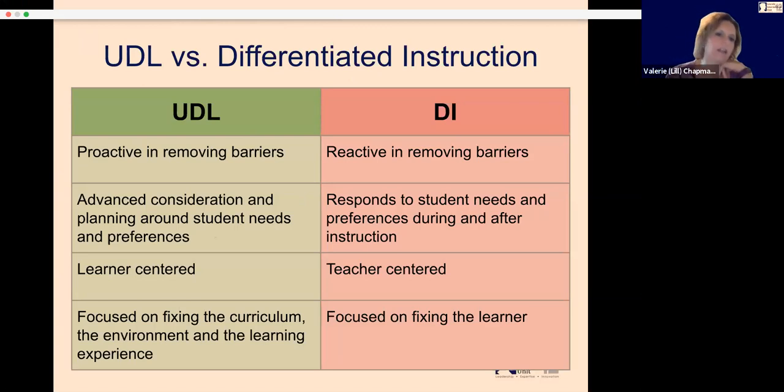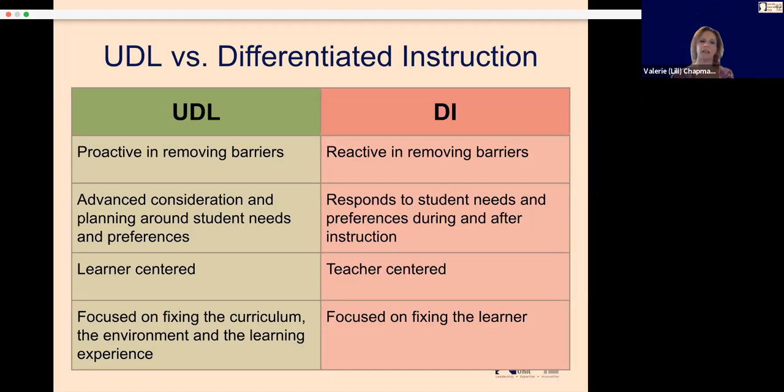So UDL, again, you're proactive in removing the barriers. You're having a buffet before you even know your guests' dietary needs. Differentiated instruction is reactive in removing the barriers. Again, you have that lasagna, you gave the screener, now you have to figure out which groups, and how you can make the instruction work so all the students learn. What do they need afterwards?